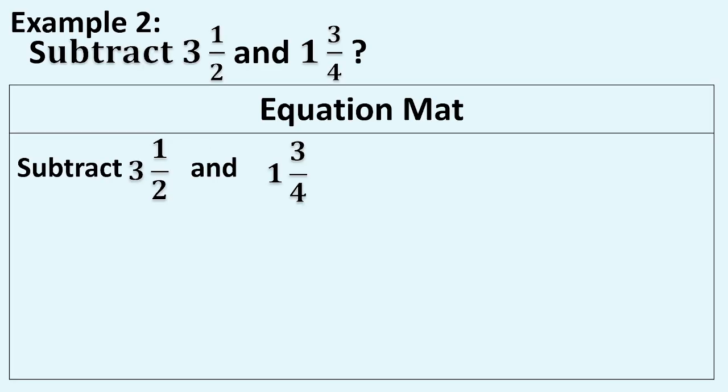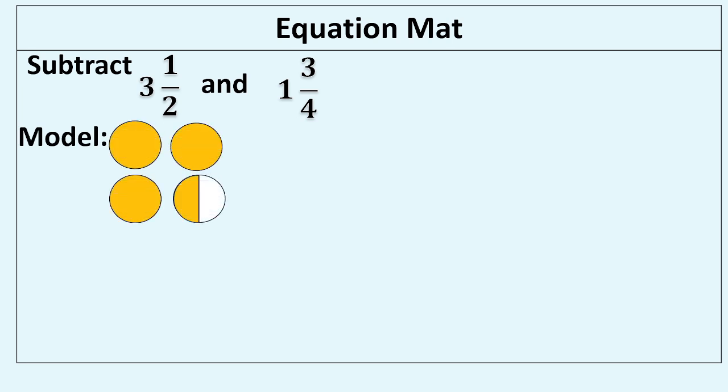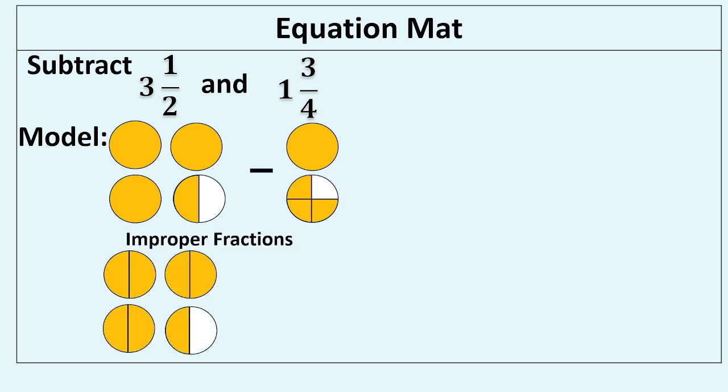Example 2. Subtract 3 and 1/2 and 1 and 3/4. We have here an equation. So we are going to draw a model. So 3 and 1/2 minus 1 and 3/4. So we are going to change this into improper fractions.